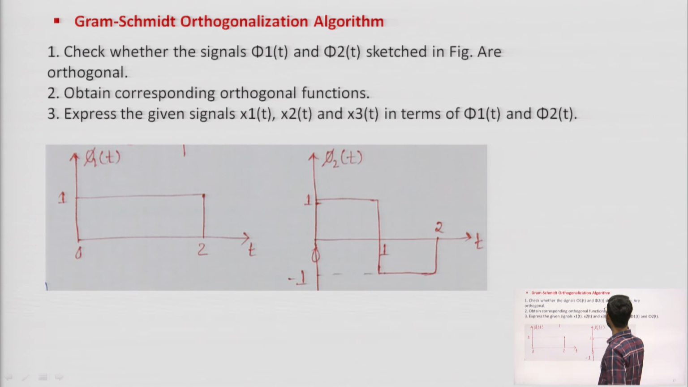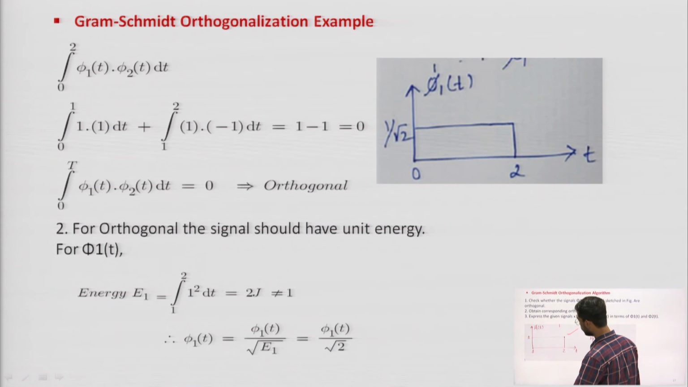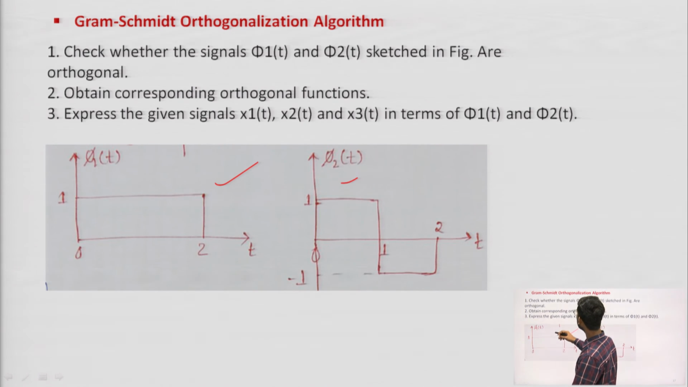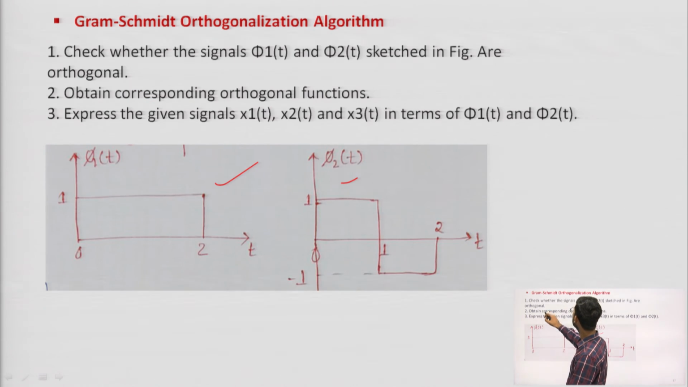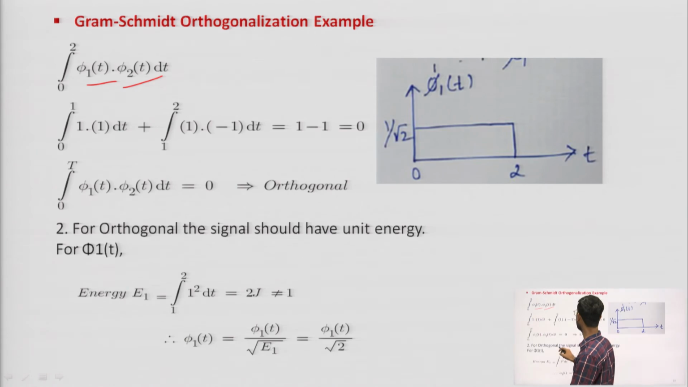Check whether the signals phi 1(t) and phi 2(t) scattered in the figure are orthogonal. Are these signals orthogonal or not? Then obtain the corresponding orthonormal functions. Express the given signals x1(t), x2(t), x3(t) in terms of phi 1(t) and phi 2(t). We will see. First we will check whether phi 1 and phi 2 are orthogonal or not. So I take phi 1(t) multiplied by phi 2(t) over the period 0 to 2.